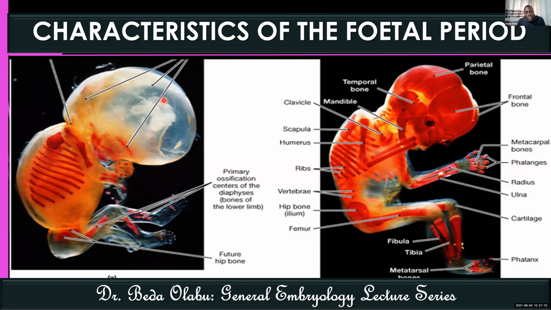So here we have images showing us the flat bones of the skull that develop from intramembranous ossification, and the long bones of the limbs, which develop from endochondral ossification.